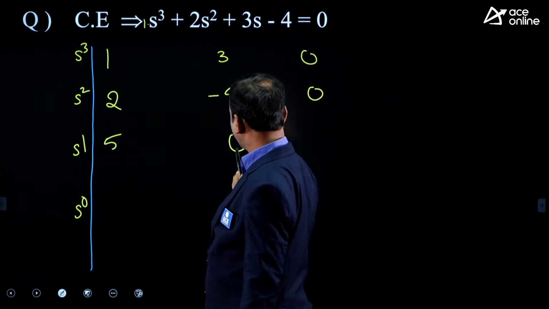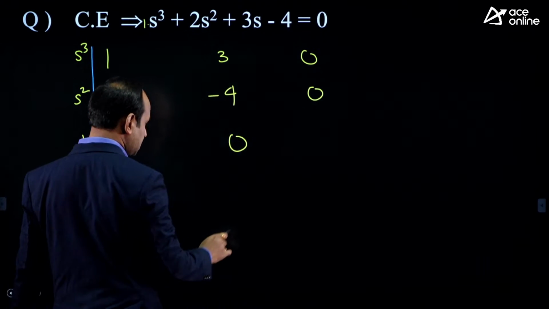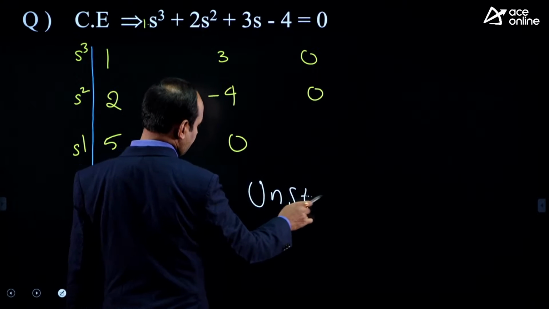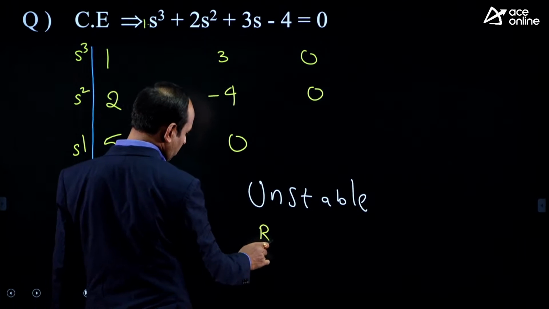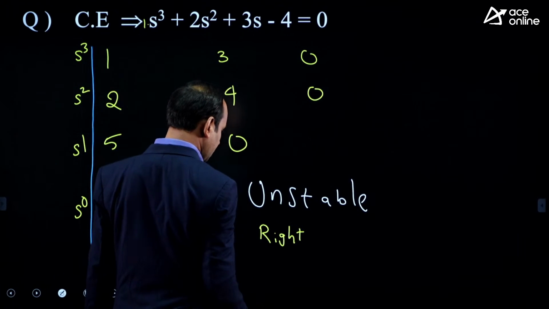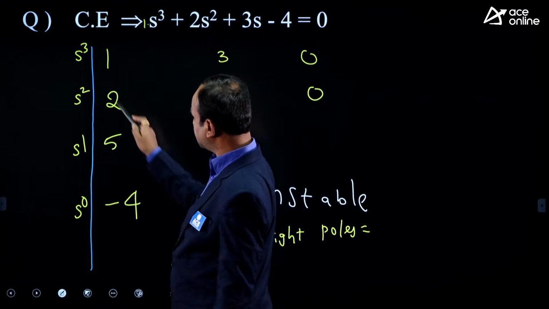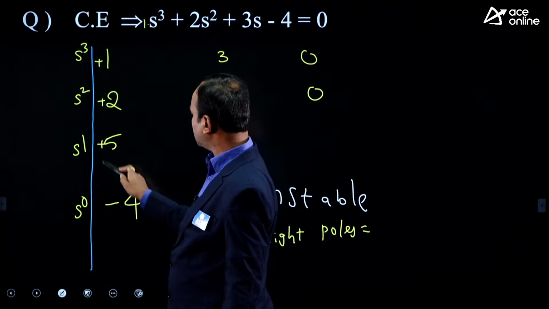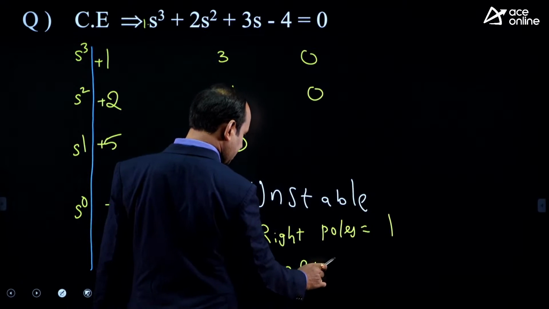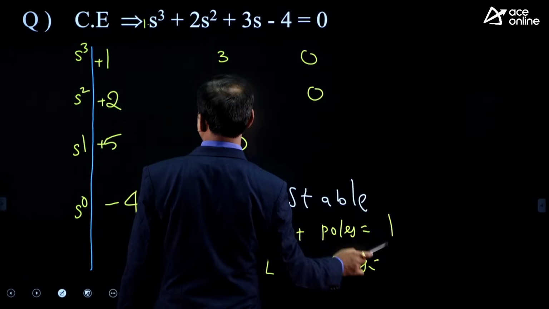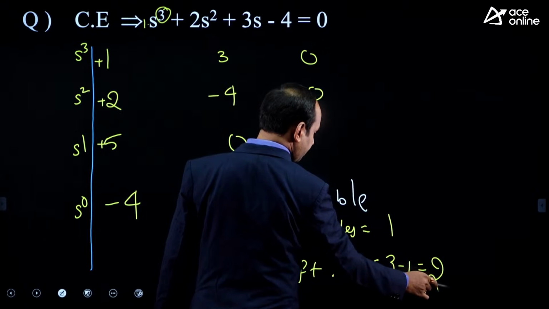Out of these four elements, one element is 0, which means the next element should be minus 4. So tell me, what is the system here? Unstable, no doubt the system is unstable. How many right side poles are there, in the right half of the s plane? Right side poles equal the number of sign changes. Here positive, positive, positive to negative, only one change. So right side poles equal 1. Left side poles equal total poles, where the highest power is 3, minus right side poles: 3 minus 1, 2.